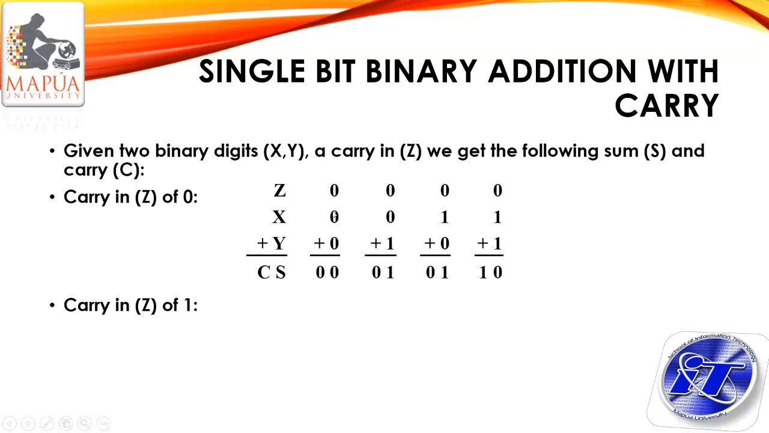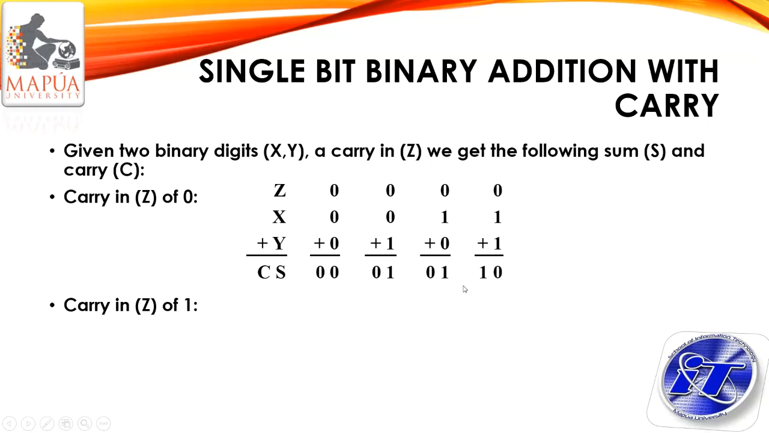So 0 plus 0 is 0, plus 0 is 0 carry 0. 0 plus 0 is 0, plus 1, 1 carry 0. 0 plus 1 is 1, plus 0, 1 carry 0. While for 0 plus 1, it's 1, plus 1, 0 carry 1.